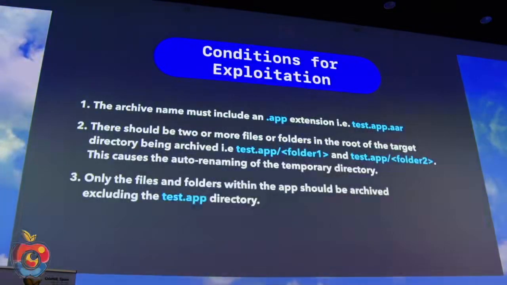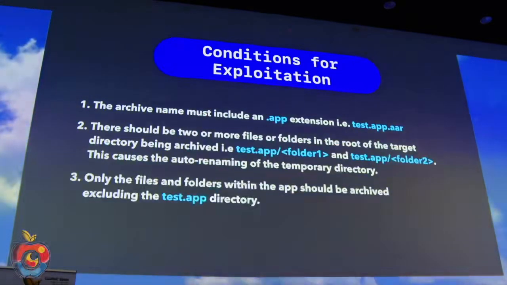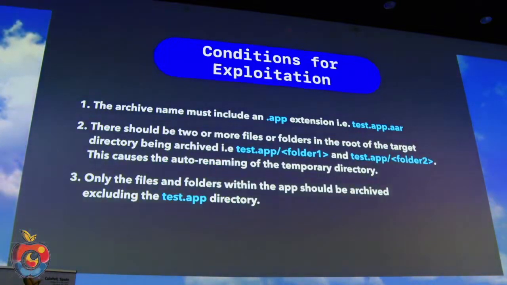As mentioned, the folder name containing our unarchived files is controlled by the user because archive utility creates this folder based on the specified archive name. Therefore, we can name our archive something like test.app.aar so that when it is unarchived, it will have a folder named test.app. Within this app, there will be the expected application bundle holding the executable. And again, there should be 2 or more files or folders in the root of the target directory being archived in order to trigger the auto renaming.